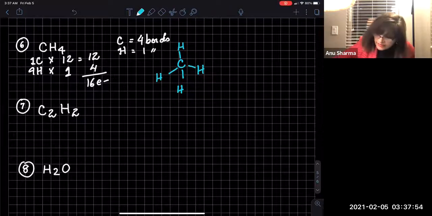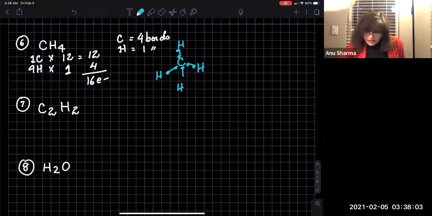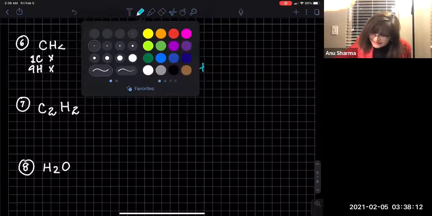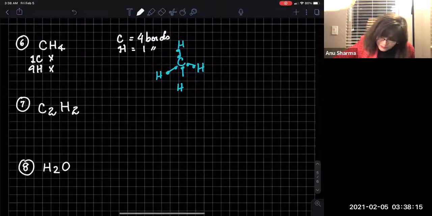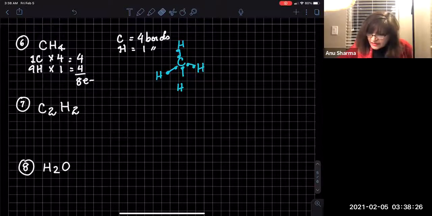Now, important. So we have 16 electrons. 1, 2, 3, 4, 5, 6, 7. Oh, sorry, I made a mistake here. Carbon should be 4. So carbon is 4. I don't know where I got that 12. So here are your 4 electrons, and this is 4, so a total of 8 electrons. Okay, so here we have carbon making 4 bonds.